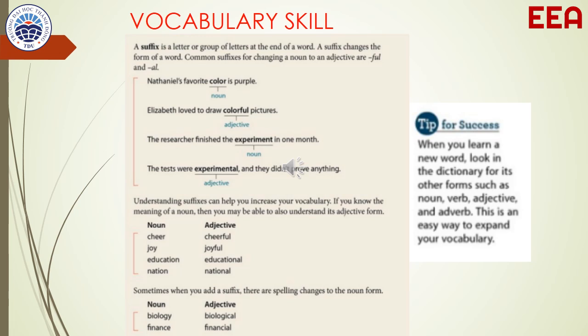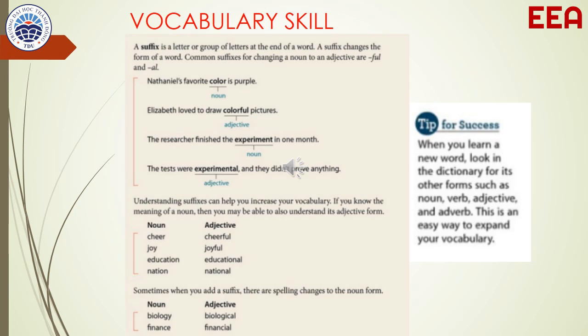So understanding suffixes can help you increase your vocabulary. If you know the meaning of a noun, then you may be able to also understand its adjective form. Here is an example. The first column is noun and the second column is adjective. We have the words cheer, cheerful, joy, joyful, education, educational, nation, and national.